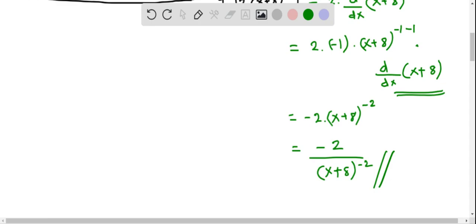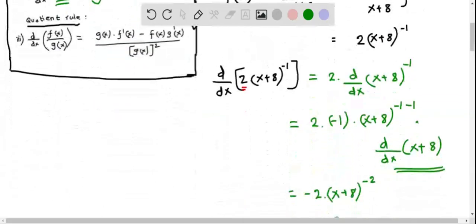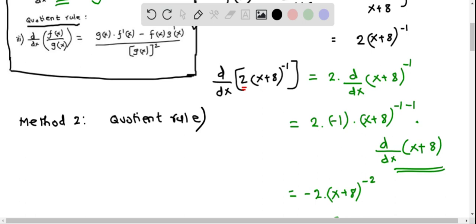We will now find the derivative of the same function, f of x equal to 2 by x plus 8, by another method. So let me show that method. This is method 2. In this method, we are going to use the quotient rule. So let me copy the f of x. I have f of x equals 2 over x plus 8.